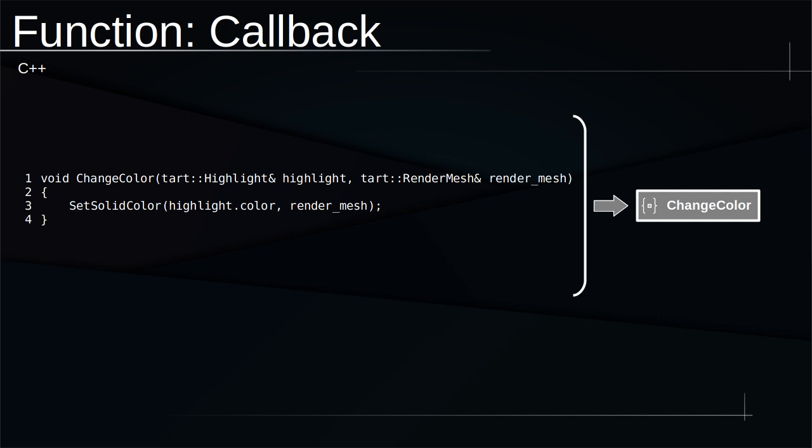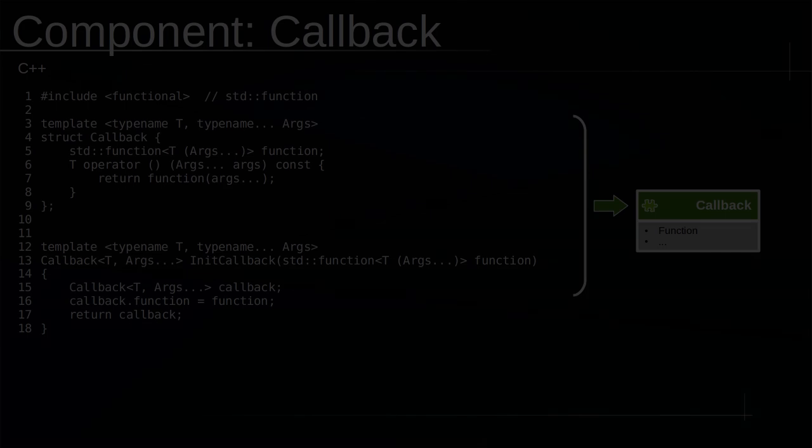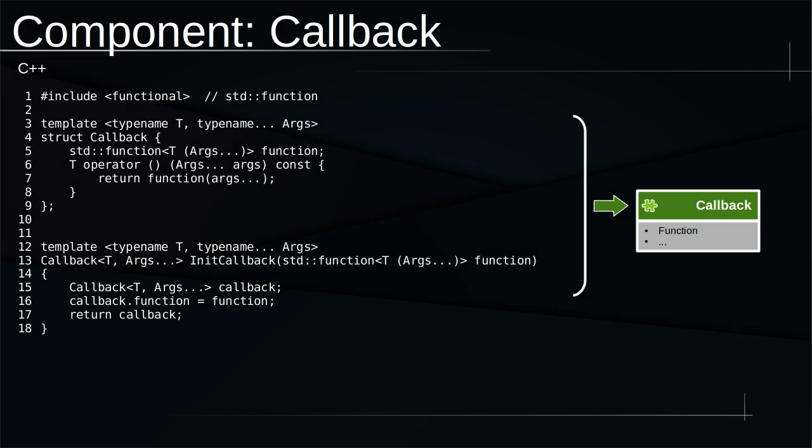Well, your arrogance betrays you. It gets bad. Here's the code we use to implement the callback component. Up top, we import the standard library's functional module so that we can use standard function later on, which I'll describe in a moment. First, we create a templated structure called callback with both a type named t and a parameter pack called args. We can see what these template parameters do in line 5. They allow us to define a member variable, in this case a standard function, that accepts the parameter pack as arguments and returns type t.